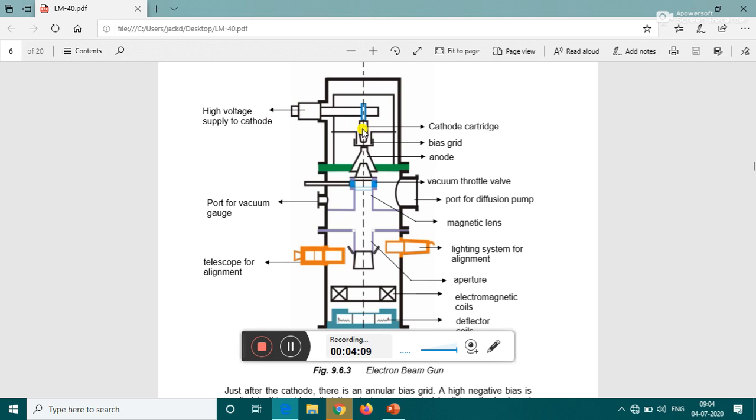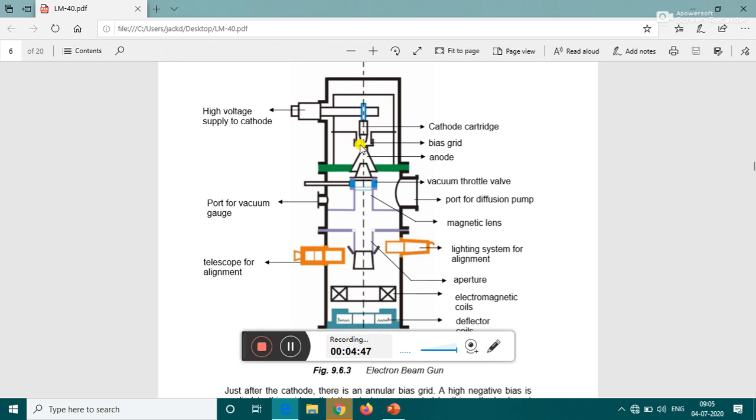Thermionic emission of electrons is happening from this cathode. This cathode is made of tungsten or tantalum, and it is a filament. This filament is heated to a temperature of, say, 2500 degrees Celsius, and during the heating, thermionic emission of electrons occurs. And what is the charge of this cathode? This cathode is negatively charged or negatively biased. So this is about the cathode.